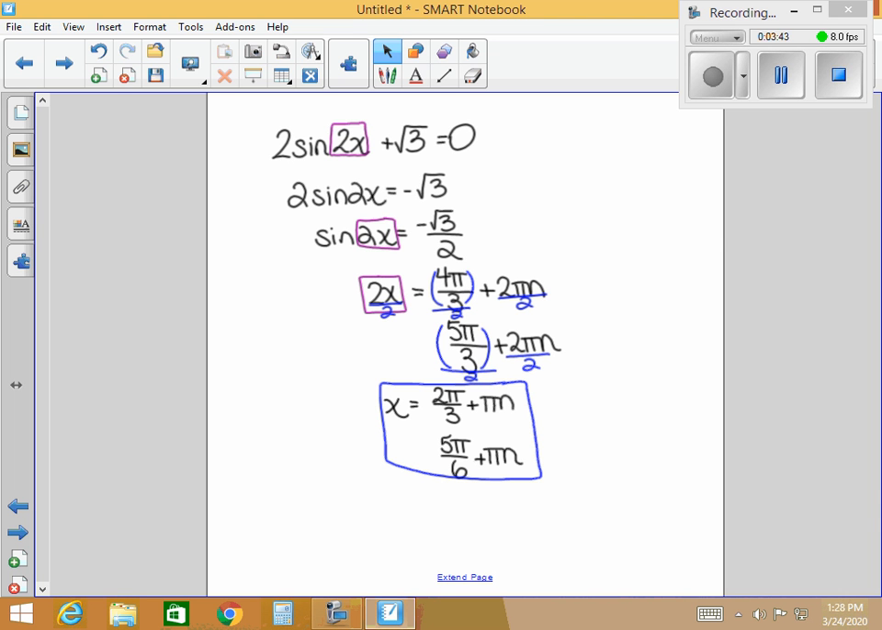When I found that 4 pi over 3 and 5 pi over 3, that was not equal to x, that was equal to the angle. The angle happened to be 2x. If this was x over 5, I would have x over 5 here. If this was x squared, that's out of the scope of our class for right now. But it was a 2x, so I divide everything by 2, and then I have my solutions to that equation.